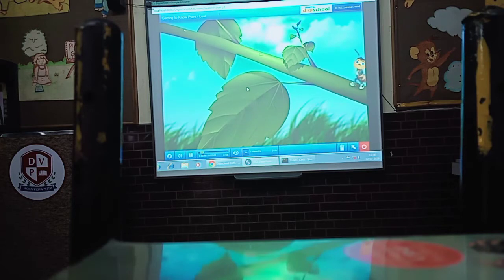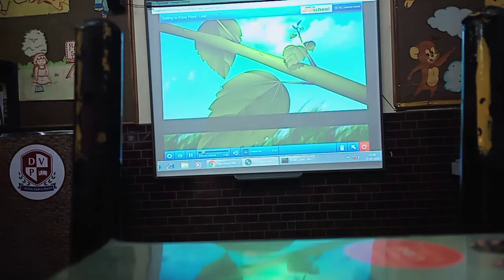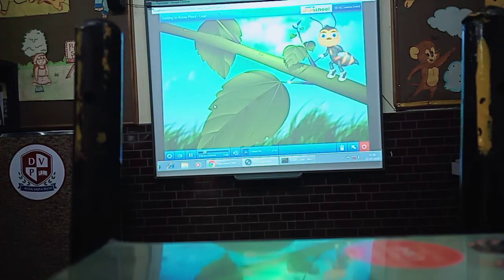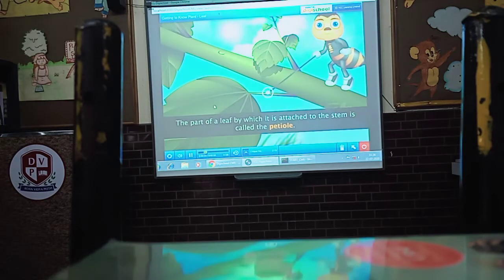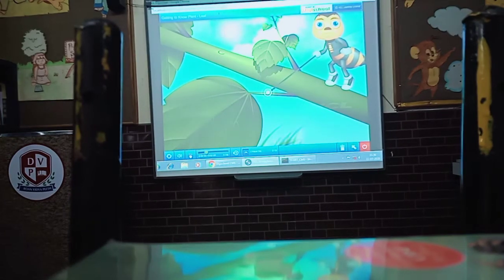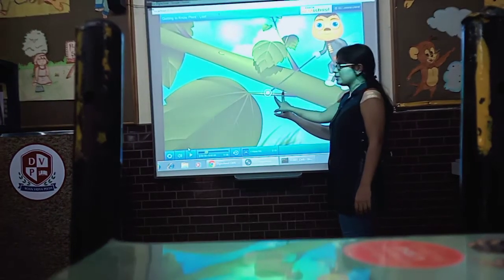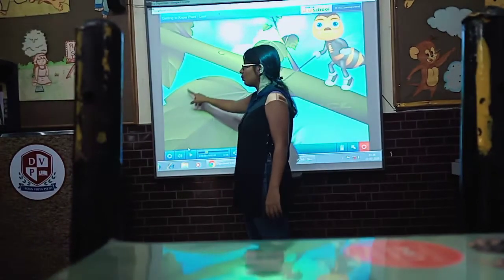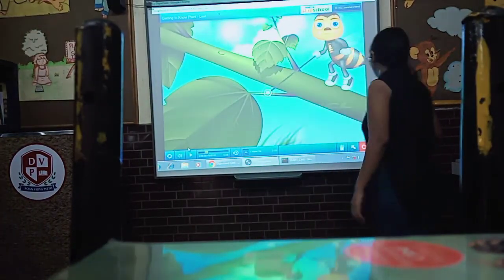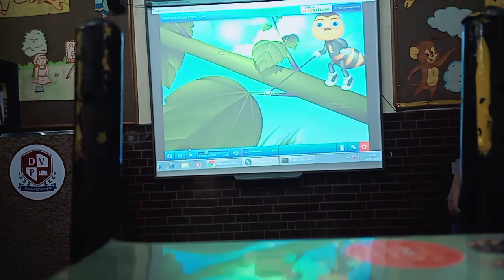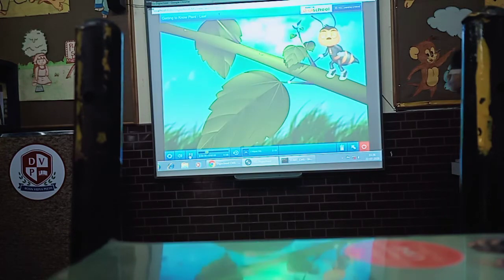The leaf is a very important and interesting part of a plant. This broad green part of the leaf is called the lamina. The part of the leaf by which it is attached to the stem is called the petiole. Class, is it clear? The part of the leaf that is attached to the stem is known as petiole and the green broad part is known as lamina. Do all leaves have petioles?